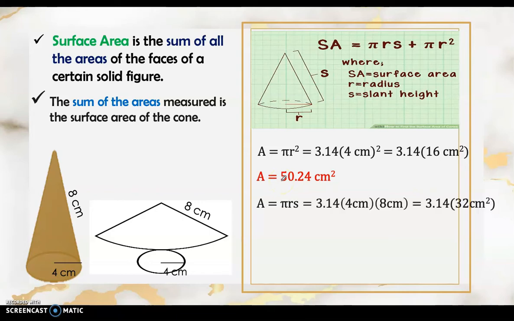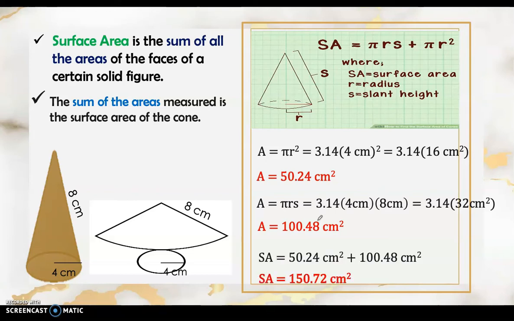And for the curved face, which is pi rs, we have 3.14 times 4 centimeters for the radius, and the slant height is 8 centimeters. So we have 32 square centimeters times 3.14. We have 100.48 square centimeters. Then we add all the areas of the faces. We have the surface area of a cone is 150.72 square centimeters. So again, the surface area for the cone is pi rs plus pi r squared.